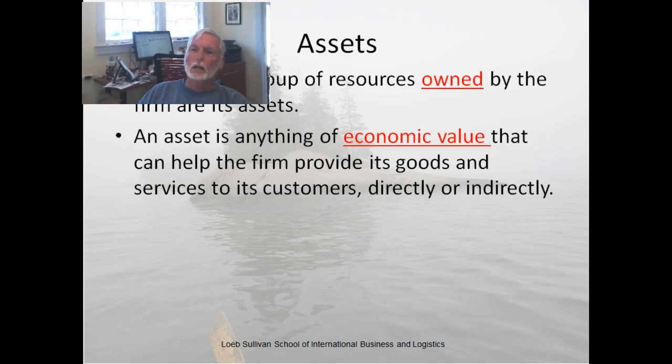So assets, resources owned by the firm, and an asset is anything of economic value that can help the firm provide its goods and services to its customer, either directly or indirectly. Those are academic definitions, but they're good definitions. So asset, something I own that has value. Easy thing to understand. In an individual sense, if you own a car, that's an asset. If you own the clothes on your back, that's an asset. If you own a house, that's an asset. If you own some pots and pans in your kitchen, that's an asset. Those are things that you own that have value.